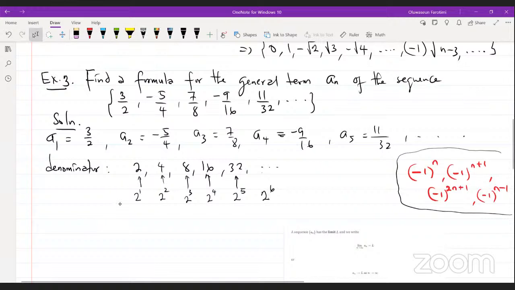Now, what do I notice? I notice that I can just put this as 2 to the power of n, where n starts from 1. So let me write this better. Where n is 1, 2, and so on. Okay, so that's the first part. That's the bottom. What about the top?